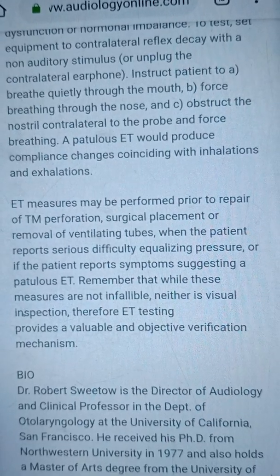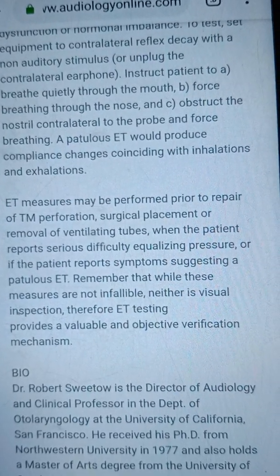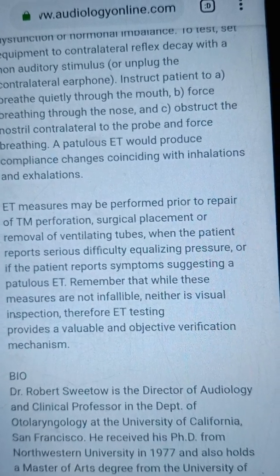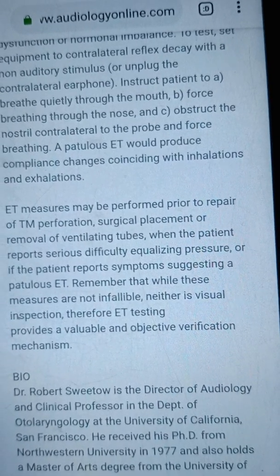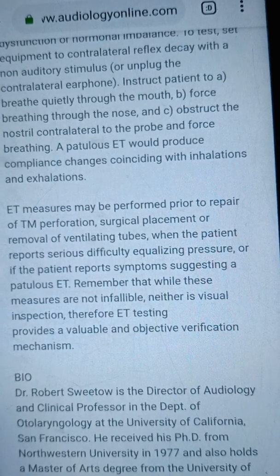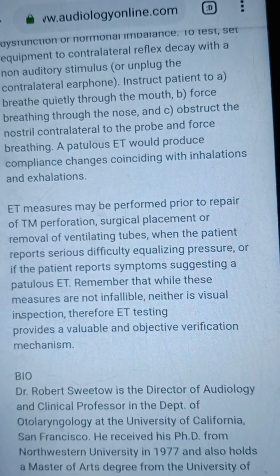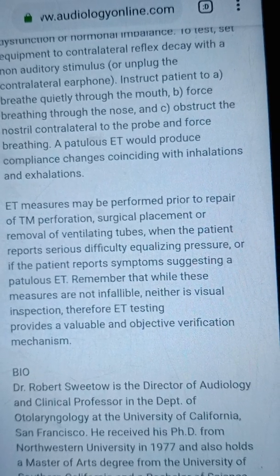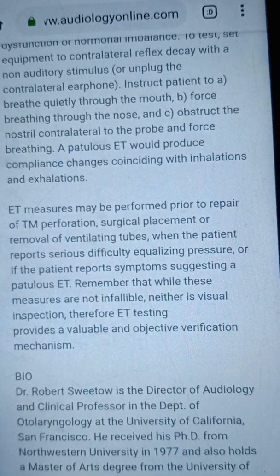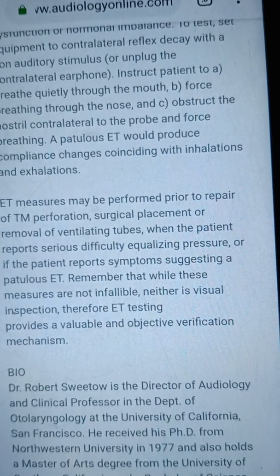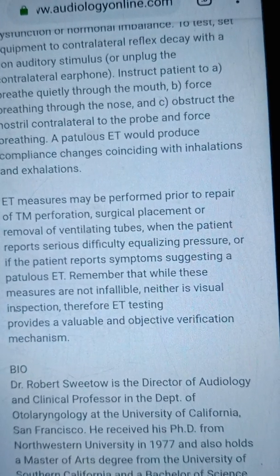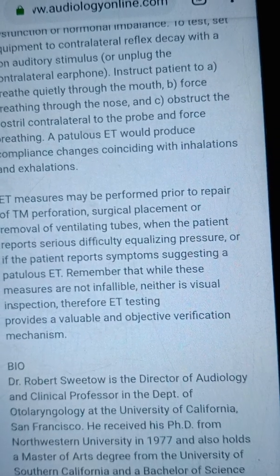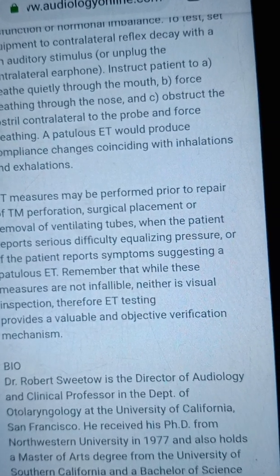Eustachian tube measures may be performed prior to repair of tympanic membrane perforation, surgical placement, or removal of ventilating tubes, when the patient reports serious difficulty equalizing pressures, or if the patient reports symptoms suggesting a patulous eustachian tube. Remember that while these measures are not infallible, neither is visual inspection. Therefore, eustachian tube testing provides a valuable and objective verification mechanism.